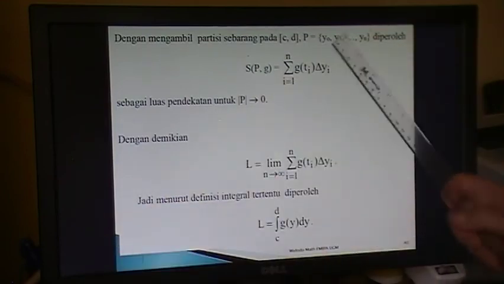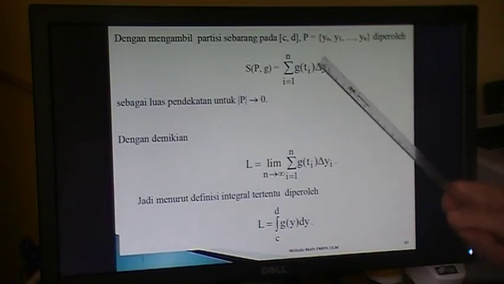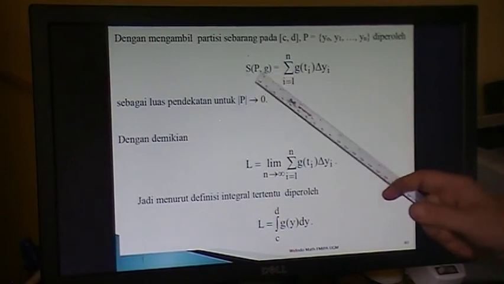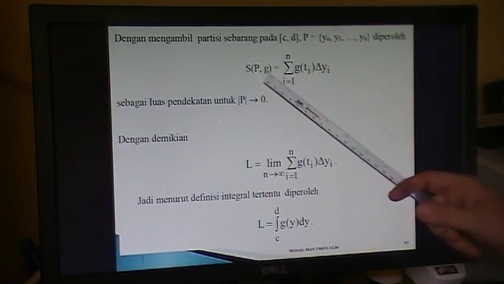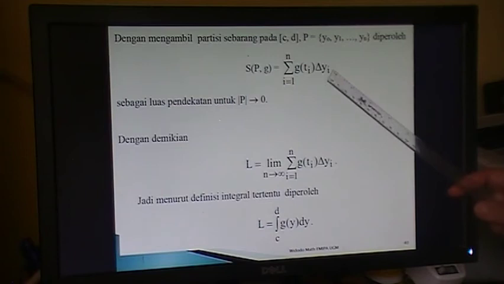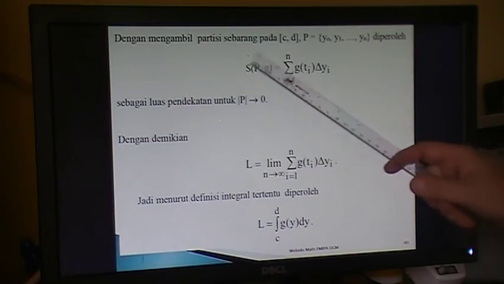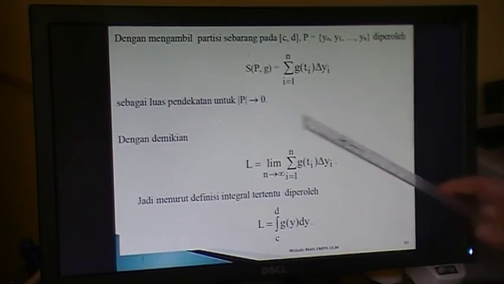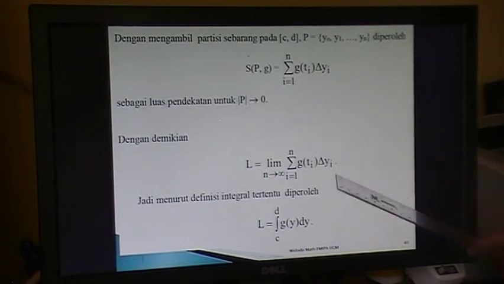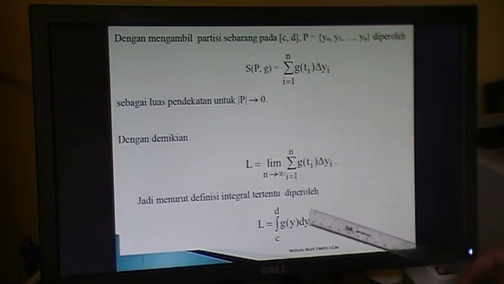By using the partition P between y0 until yn, of course, by using exactly the same way, we have the sum of P and G, where G is the function of I, is equal to the sigma of G Ti delta yi, I is equal to 1 until n. And this is actually the sum square. And if we take the norm of P tend to 0, that implies n tend to infinite, then it is equal to the integral of CD gy dy.